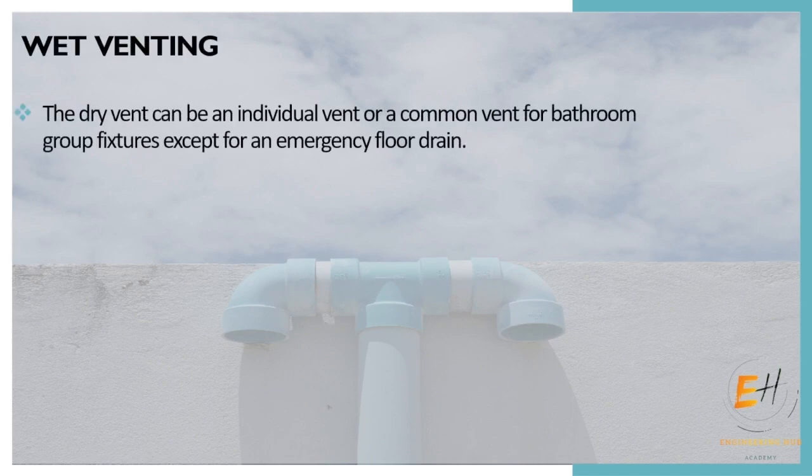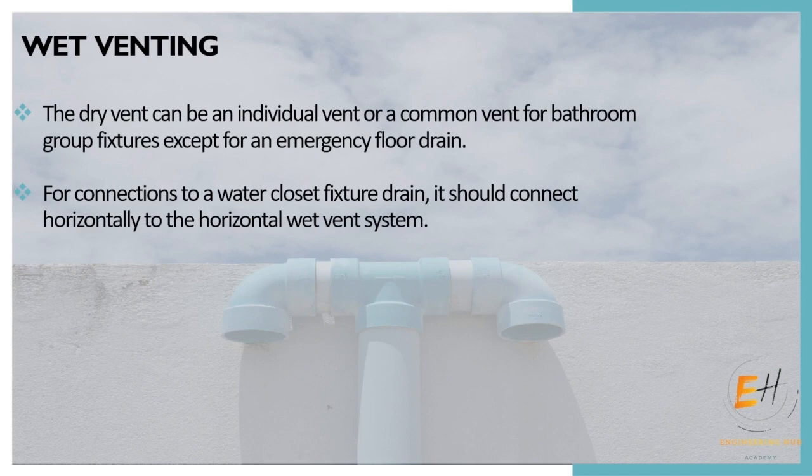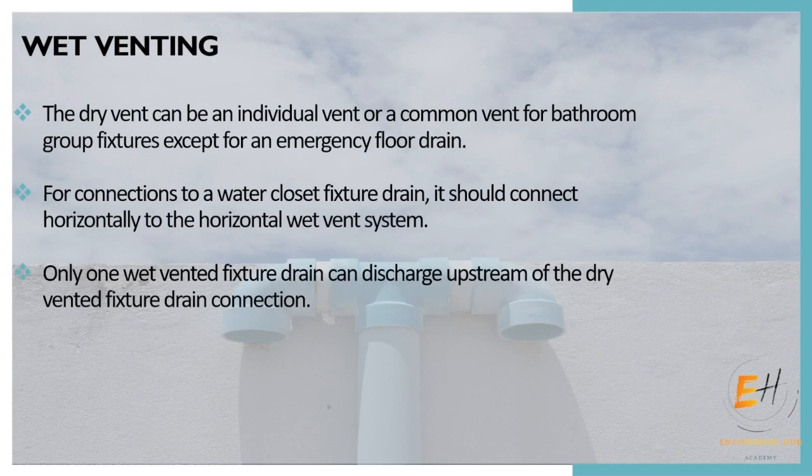The dry vent, which is the vent that continues upward from the wet vent to the point of termination or connection to another vent, shall be either an individual vent or a common vent for any bathroom group fixture except an emergency floor drain. Where the dry vent connects to a water closet fixture drain, the drain shall connect horizontally to the horizontal wet vent system. Not more than one wet vented fixture drain shall discharge upstream of the dry vented fixture drain connection.